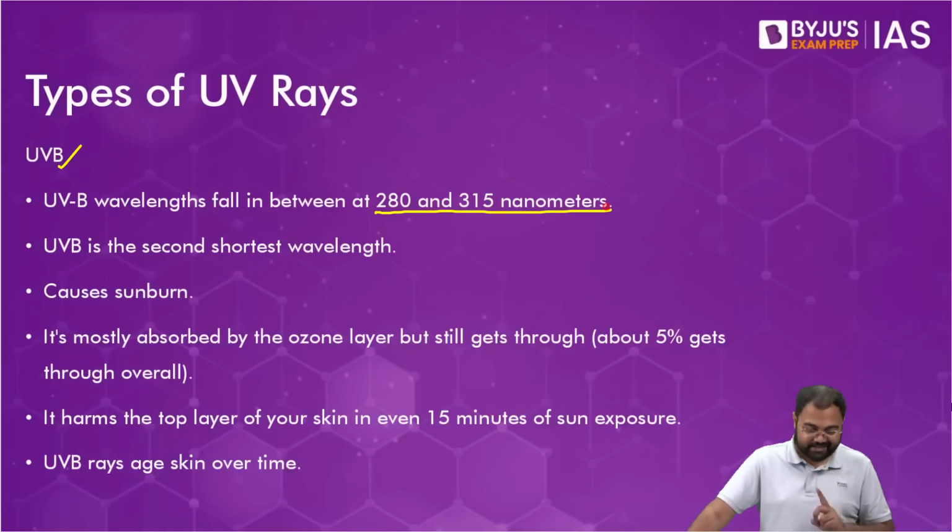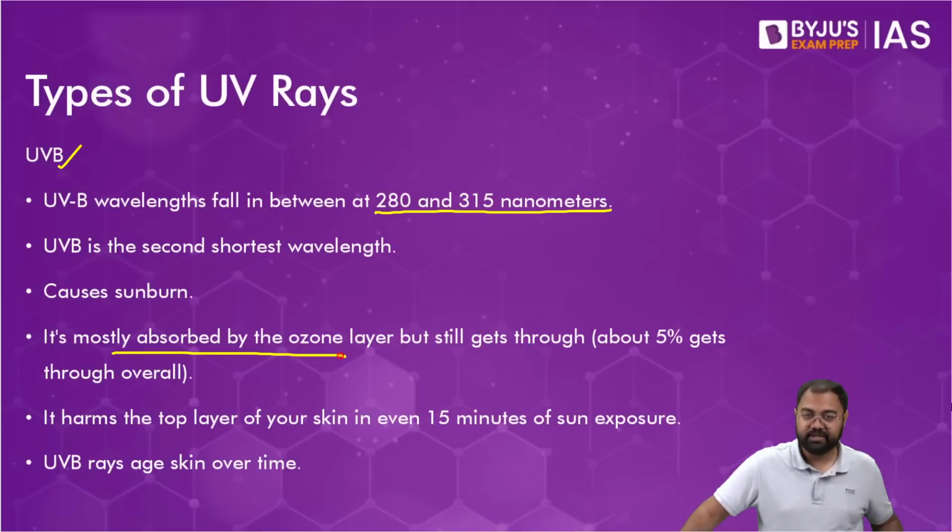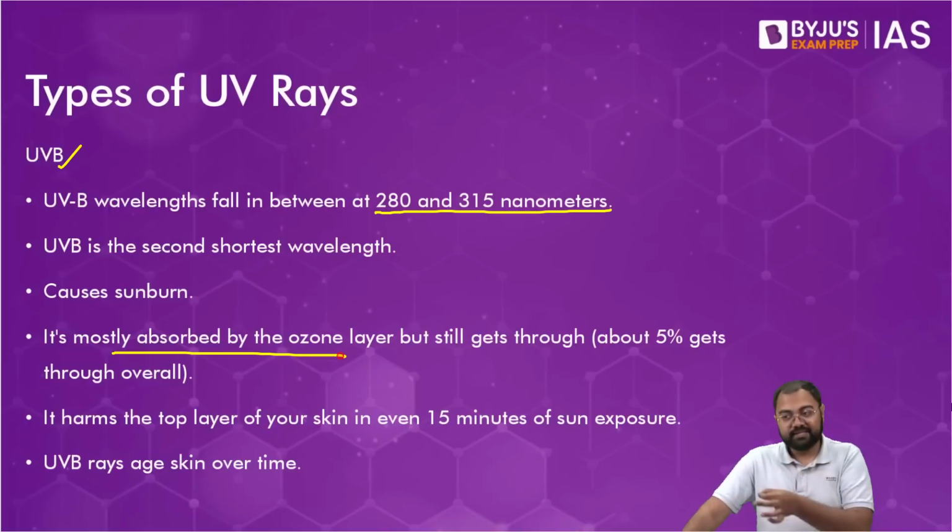All right, it is still harmful, but again, thankfully, mostly they are also absorbed by the ozone layer. Just about 5% of UVB is able to penetrate through the ozone layer and reaches the earth. Otherwise, almost 95% of the ultraviolet B is absorbed by the ozone layer. Only about 5% is able to reach the surface of the earth.